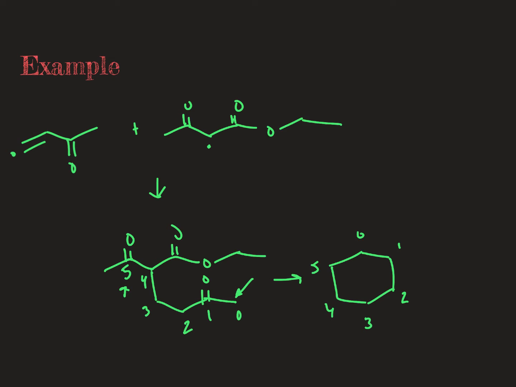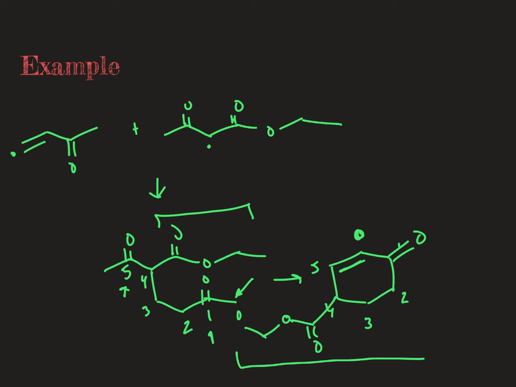Carbon 1 is going to keep its carbonyl. Carbon 4 is going to keep the ester. And then carbon 5 is what has the new bond to carbon 0, and that is what will be the double bond, because we are going through the dehydration step. So there is your Robinson annulation product for this example.